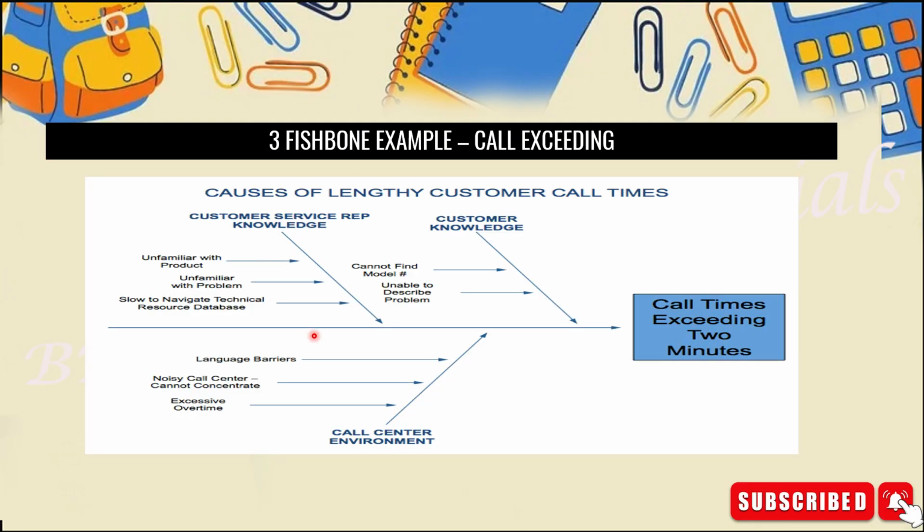In the third example, we can see here we created a fishbone diagram wherein the call times are always exceeding, more than 2 minutes. So how can we identify the reason behind it? We have created three different main reasons. The one is customer service knowledge. The one is being unfamiliar with the product.